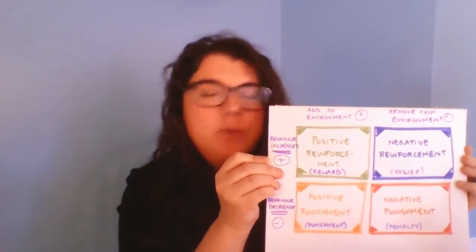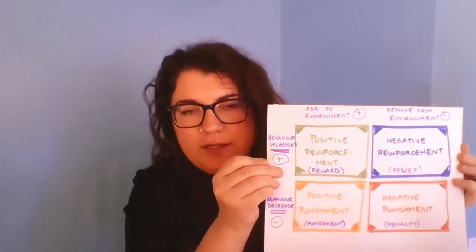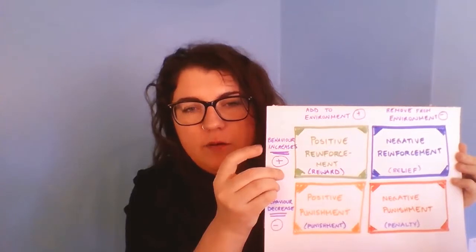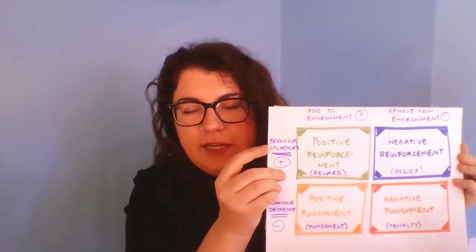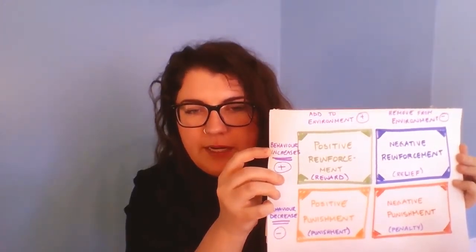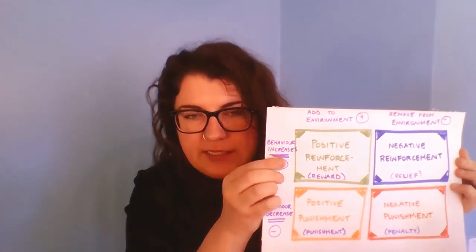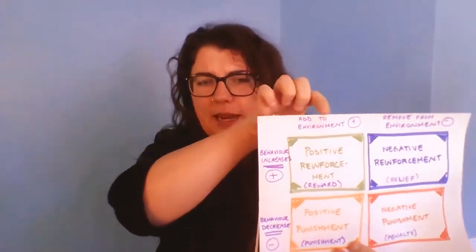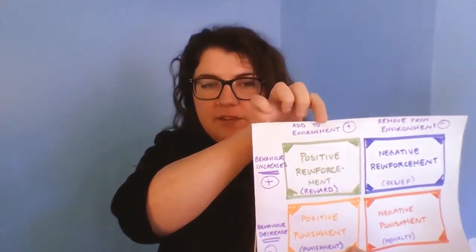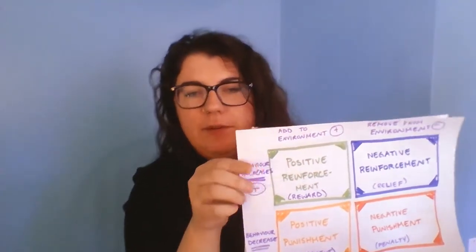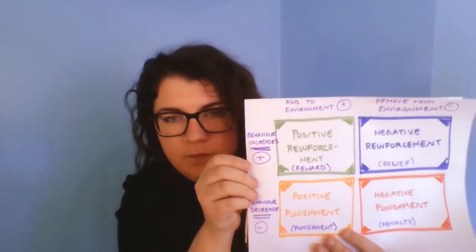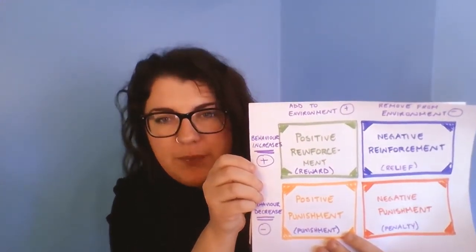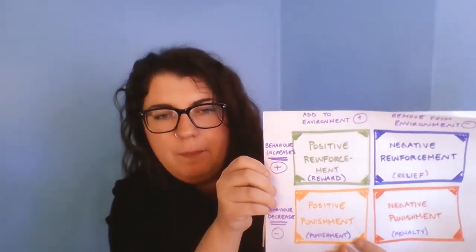Anyways, what we can see here is the 4 boxes, and we define them in 2 ways. One is that the behavior increases along the side here, or down here, that the behavior decreases by using that consequence. And the second thing we can look at is that up at the top, we've added something to the environment or we've removed something from the environment. Those are our choices, and depending on which 2 we pick, it's going to give us one of the consequences.